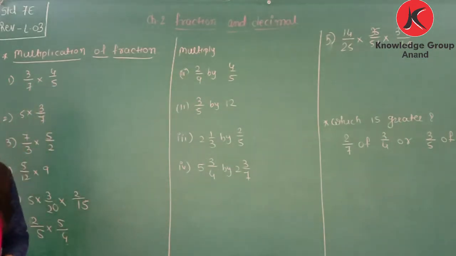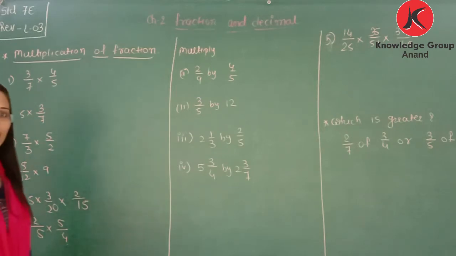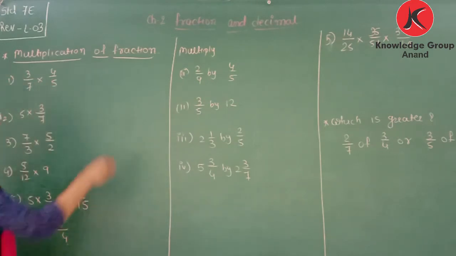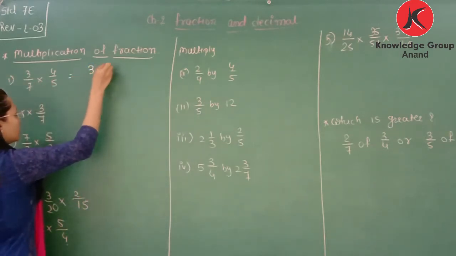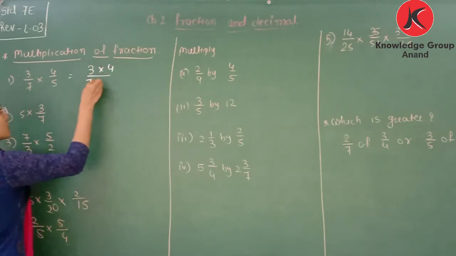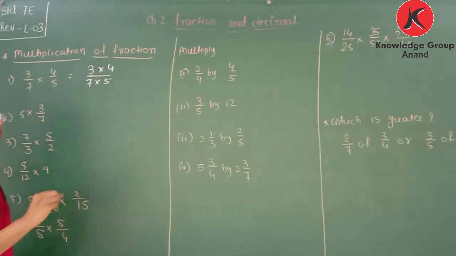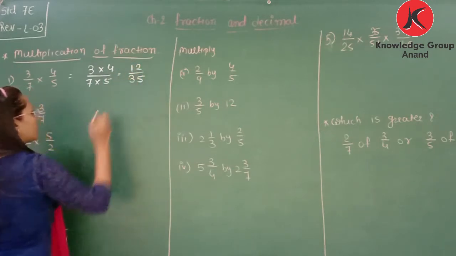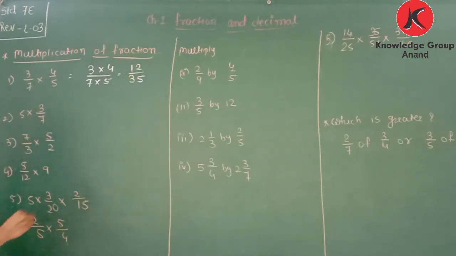Example for finding the multiplication of two fractions. So here 3 by 7 multiply 4 by 5. So how can we perform the multiplication? Multiplication means you need to multiply numerator with the numerator and denominator with the denominator. So here 3 multiply 4, 7 multiply 5. So 3 4s are 12, 7 5s are 35. So this will be the answer.